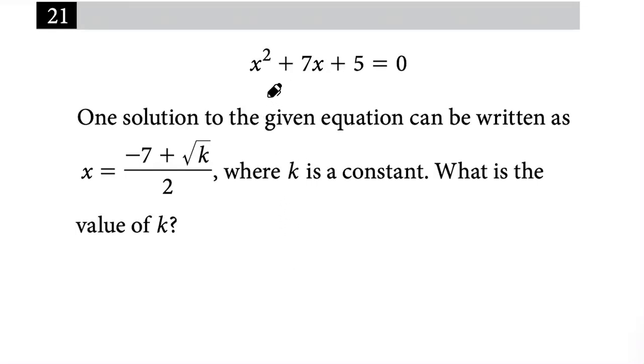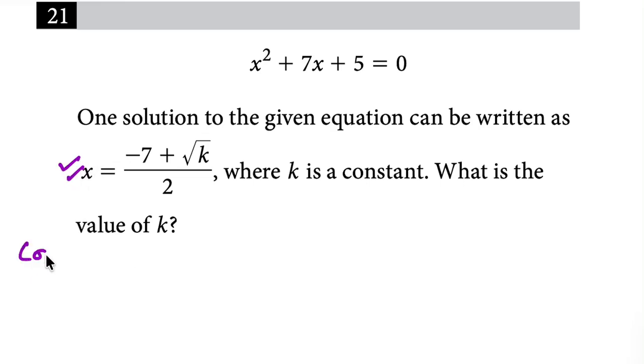Question number 21. X squared plus 7x plus 5 is equal to 0. One solution to the given equation can be written as x is equal to negative 7 plus root k by 2, where k is a constant. What is the value of k? Okay. Now, this is the quadratic formula, right?